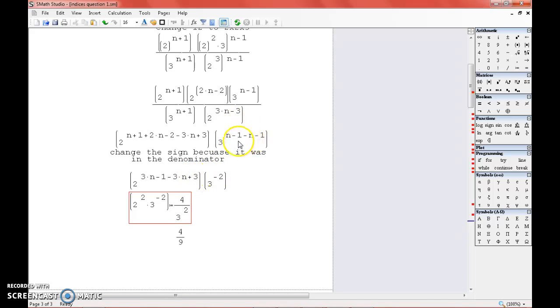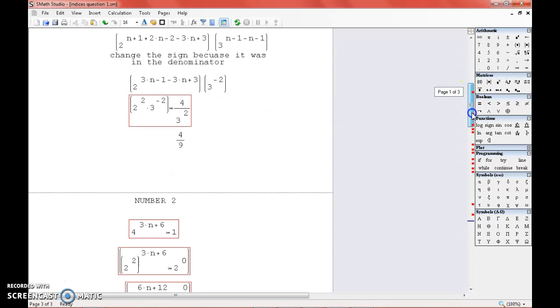n cancels n, negative 1 minus 1 is negative 2. Then you have 2 raised to 2, 3 raised to negative 2, and your answer will be equal to 4 over 3 squared, because remember what the law says: once you have a negative index, you can put it in the denominator as positive. Your answer will eventually equal 4 over 9. That wasn't so hard, though.